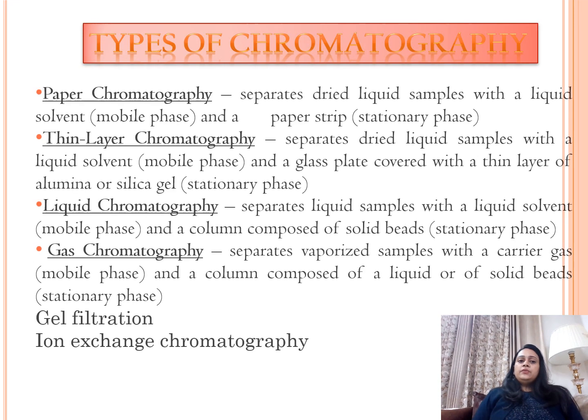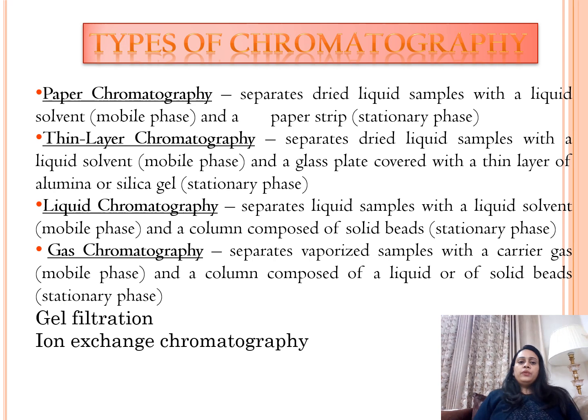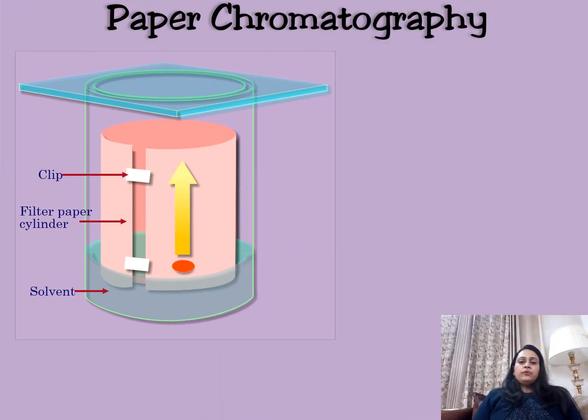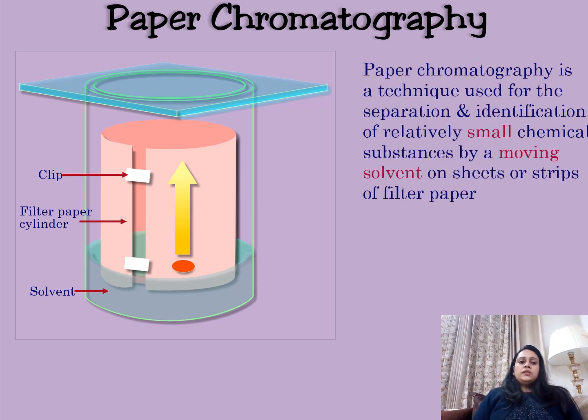Now there are various types of chromatography. It can be paper chromatography, thin layer chromatography, liquid chromatography, gas chromatography, gel filtration and ion exchange chromatography. There are so many chromatographies. We are going to discuss paper chromatography. So this is the setup where you can see the solvent, the Whatman paper and the direction of movement of the mixture.